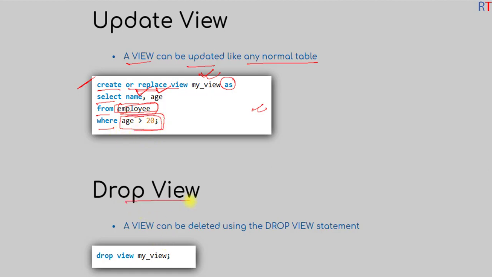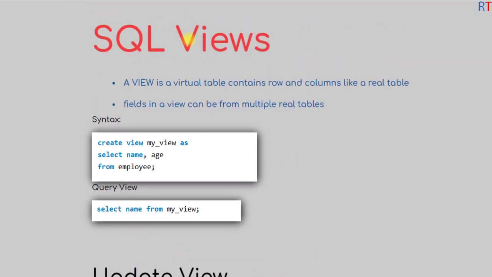One view can also be deleted using the DROP VIEW statement. We write the query DROP VIEW, then the name of the view, and this query will delete the view from the database. So this is the way we can create a view which is just like any other table and it contains the data from the real table.